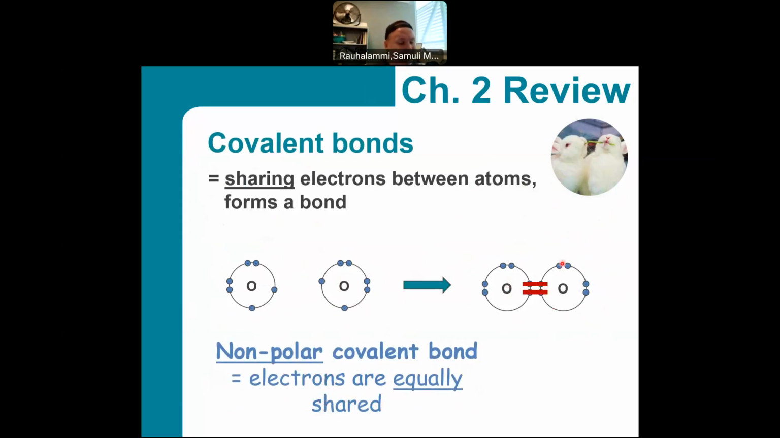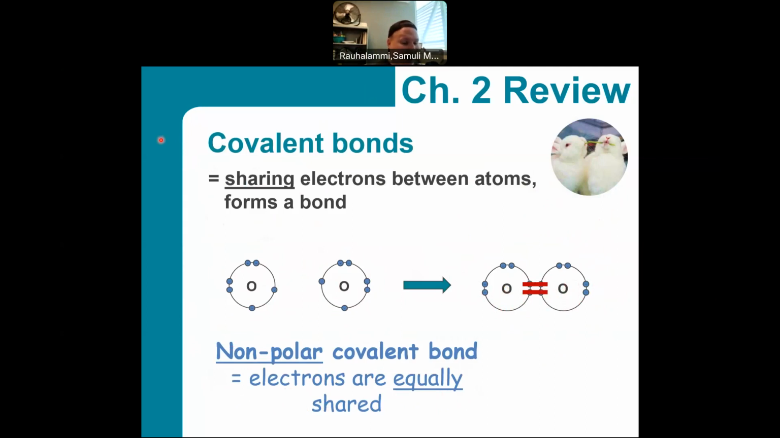Sometimes this sharing is equal. So the electrons spend as much time around both of these oxygen atoms that we're seeing. So it's a fair deal. Both of these oxygen atoms have as much overall time having those shared electrons. So we talk about electrons being equally shared, which is known as nonpolar covalent. And nonpolar just means really that it's an equal sharing of these electrons.